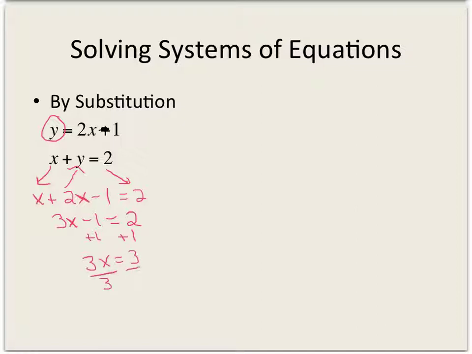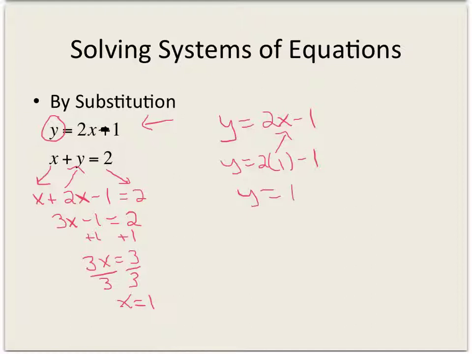Divide by 3, and we get x equals 1. So we've now solved for one of the two variables. To find the other one, go back to that step where you got something by itself. We know that y is equal to 2x minus 1, and now we know that x is equal to 1. So by substituting 1 in for x, we can say that y equals 2 minus 1, which is 1. So the solution to my system is 1, 1.